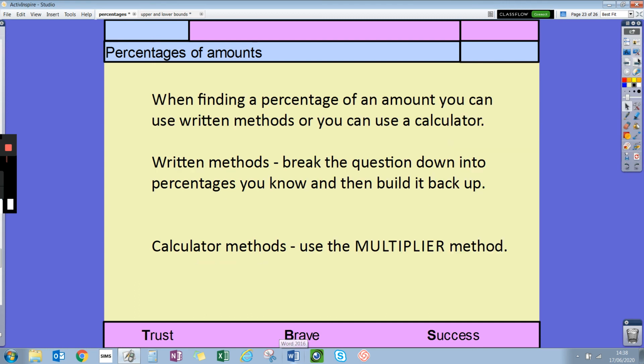So, just a little bit of a recap. When finding percentages of an amount, you can use written methods or you can use a calculator. Written methods, when you're using those, break the question down into percentages you know. So, for instance, 10%, 25%, 50%, and then build it back up to find the percentage in the question. And then if you can use a calculator, use the multiplier method. That means convert the percentage to a decimal by dividing by 100 and then multiply the amount by the percentage.